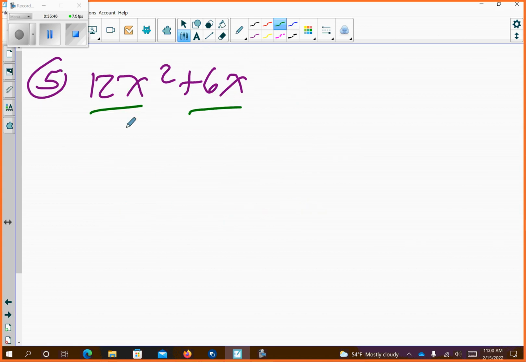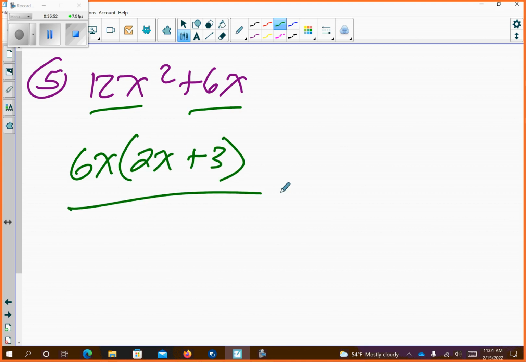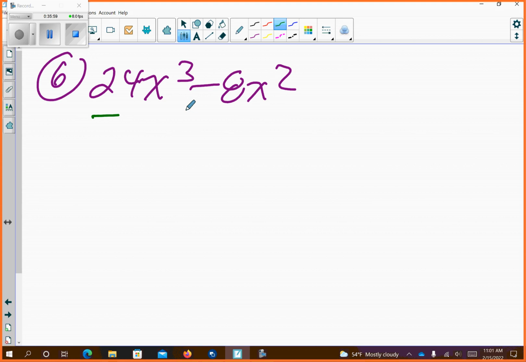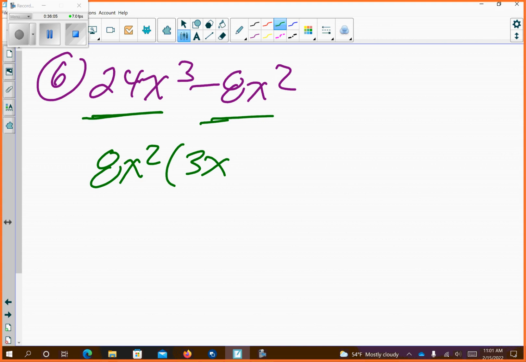This one, a greatest common factor, has a 6 and an x. If you factor a 6 and an x out, you're left with 2x and a plus 3. Done. This one has a greatest common factor of an 8x squared. If I factor that out of here, I'm left with 3x. If I factor that out of here, I'm left with minus 1. That 1 has to be there for a placeholder, friends.